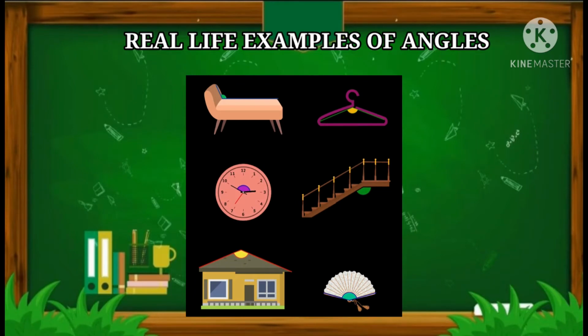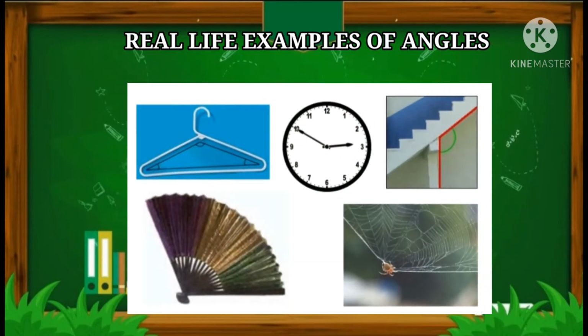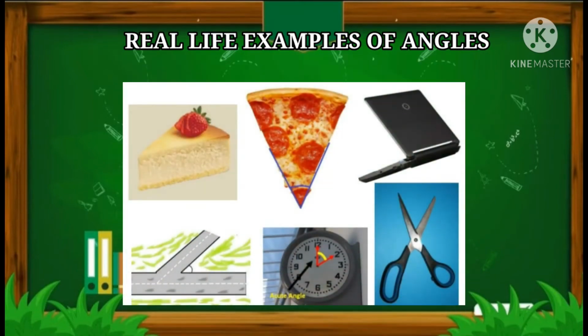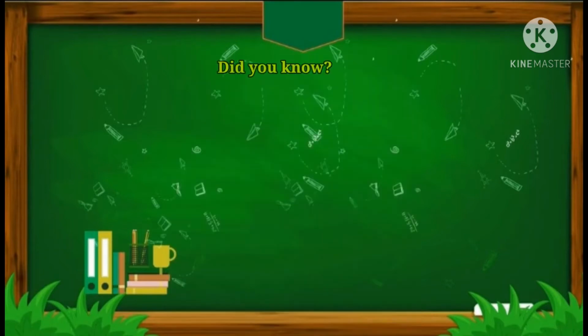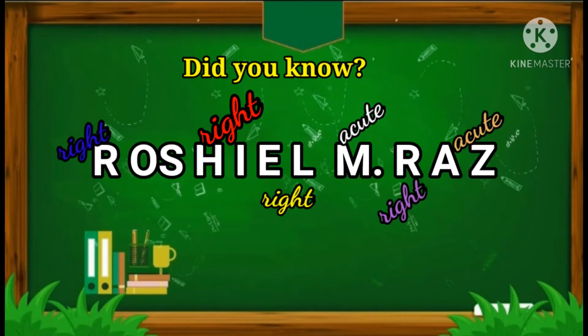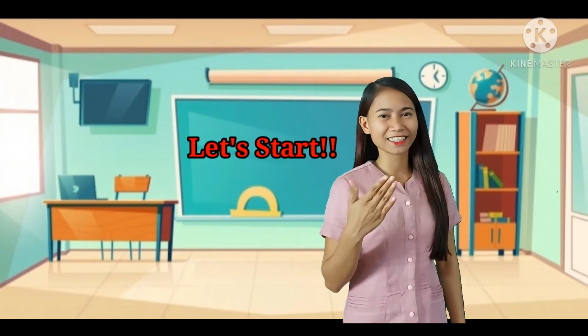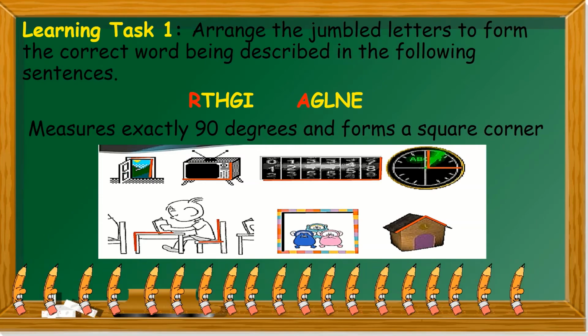These are some of the real-life examples that illustrate the different kinds of angles. Did you know that you can have different angles in your name? This is one example of a name that illustrates the different kinds of angles. Now that we already know how to illustrate the different kinds of angles, let us now answer the different learning tasks. Let's start!